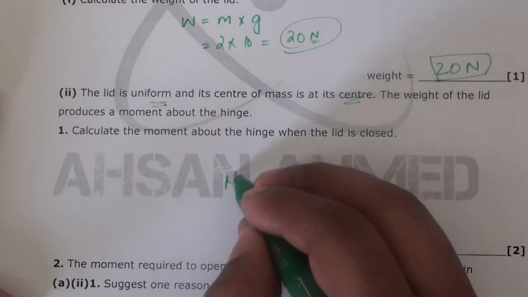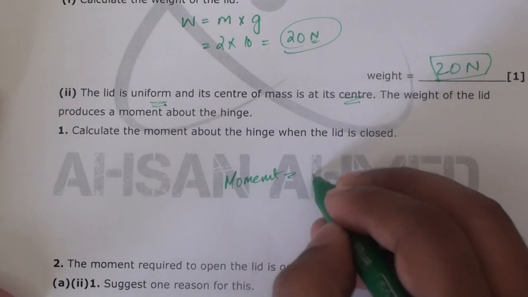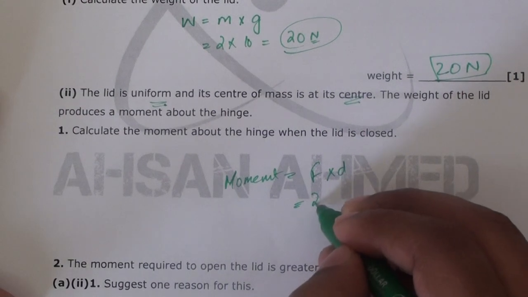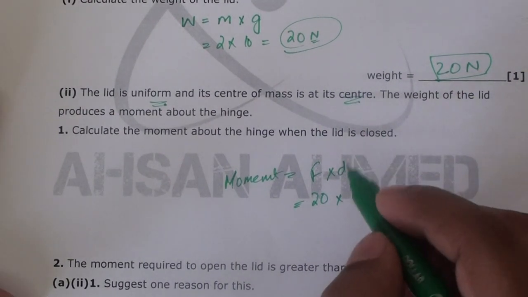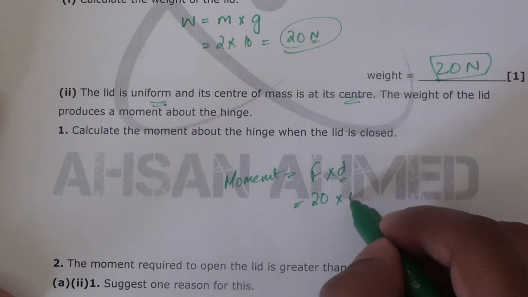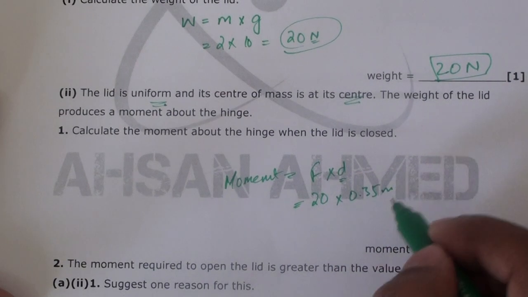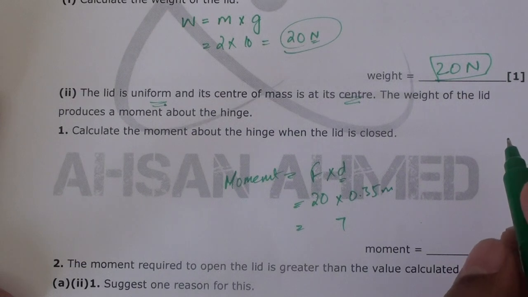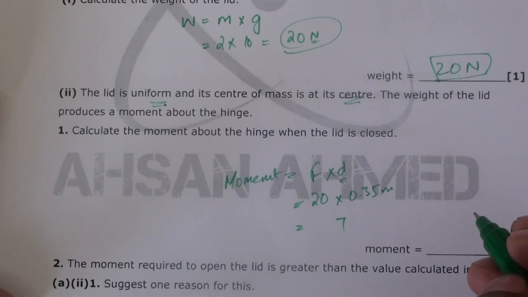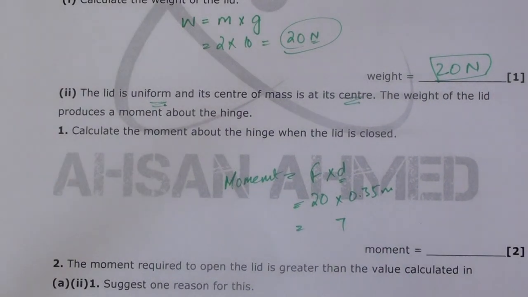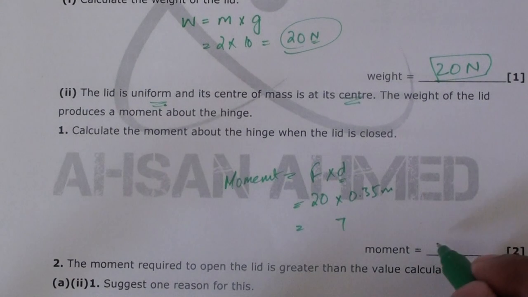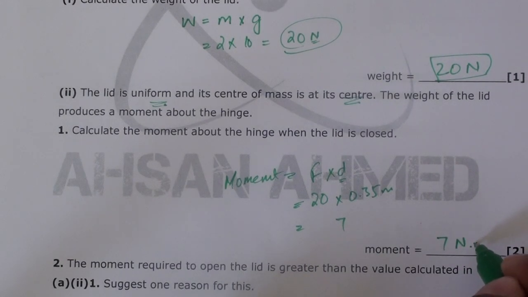अगर moment produce करना है, so moment is equals to force multiplied by distance. Force is 20. जो भी हमने calculate किया उसका weight, and distance is 0.35 meters. If we do so, the answer should be 7, right? I hope that it's 7. Simple mathematics, but sometimes brain refuses to accept your, yeah, that's 7. So the answer is 7 newton meter. That's the moment this fridge will produce.